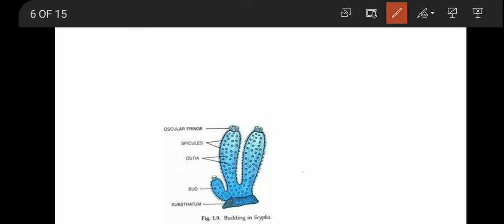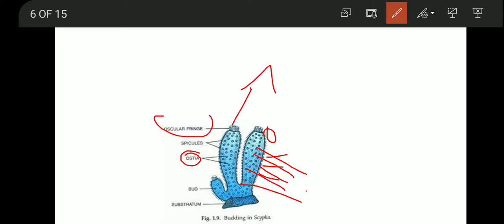So this is the overview of the Scypha. You can see small thorns here. These pores are called ostia. These are the spicules, thorns or spicules, one and the same. And from here, the osculum or oscular fringe, the water exits.